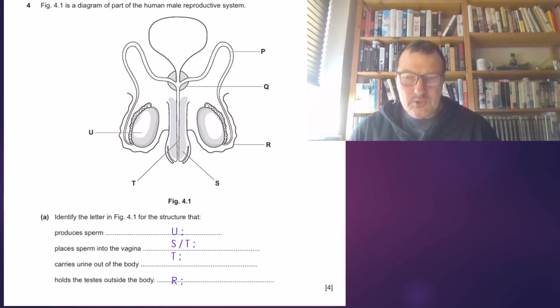So our U are the testes, and the testes produce the sperm. The sperm is placed in the vagina by, you can get a correct answer for S, which is the penis, or for T, which is the urethra. Carries urine out of the body is only T, the urethra. And the thing that holds the testes outside the body is, in this case, R, which, if you want to have the name for it, is the scrotum.